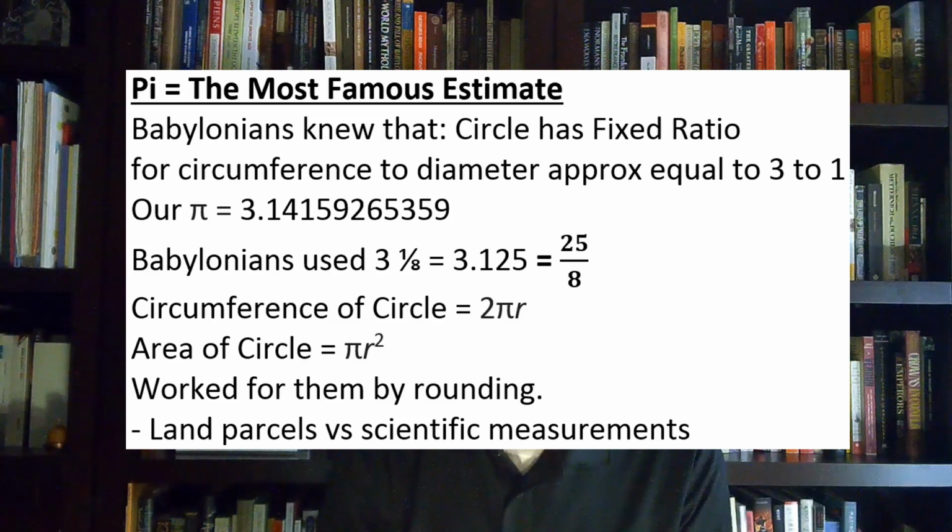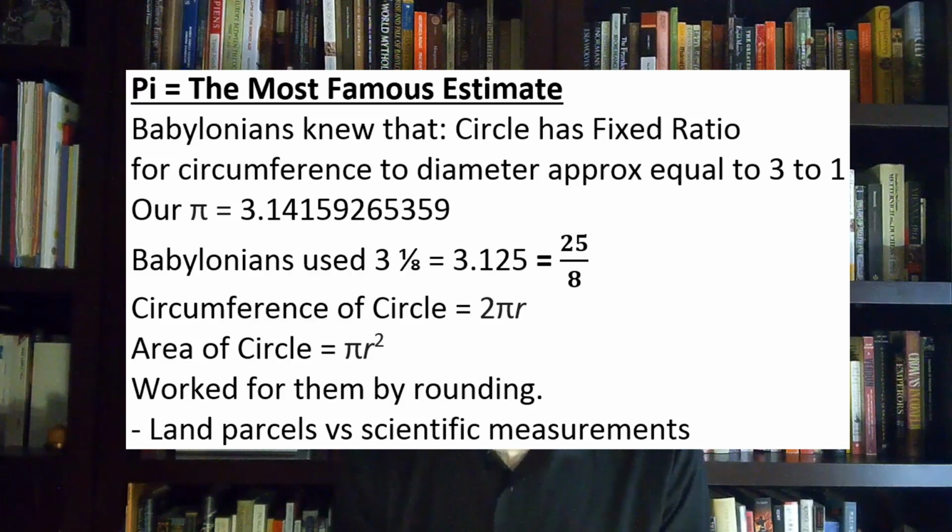So 3.14 versus 3.125 for their calculations would be good. And how they would represent it, of course, they didn't use the Greek character pi, but to them it was basically a fraction of 25 over 8. So if you look at 25 over 8, that's going to get you your 3 1/4.